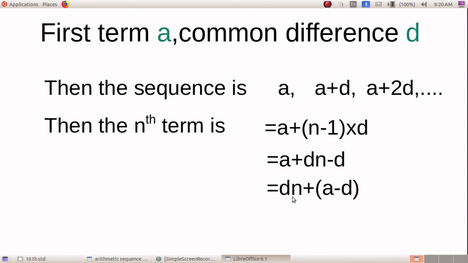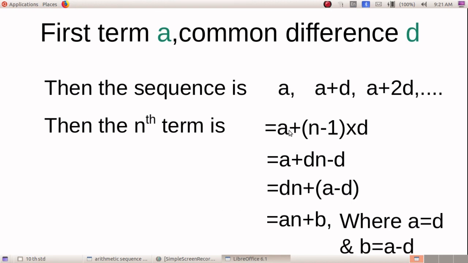Just to view this, dn is some number into n, that is, it is in the form of an plus b. This a minus d will be a number that can be denoted by b. This d is substituted by a for convenience and style. It will be in the form of an plus b, where this a is nothing but d, and this b is a minus d. Now we see all arithmetic sequences get their nth term in the form of an plus b.